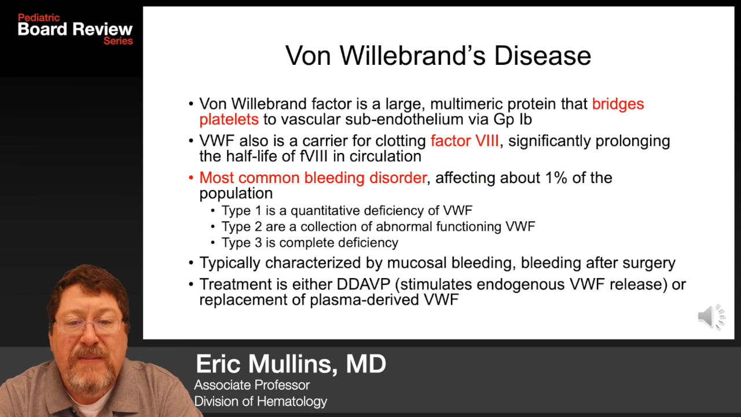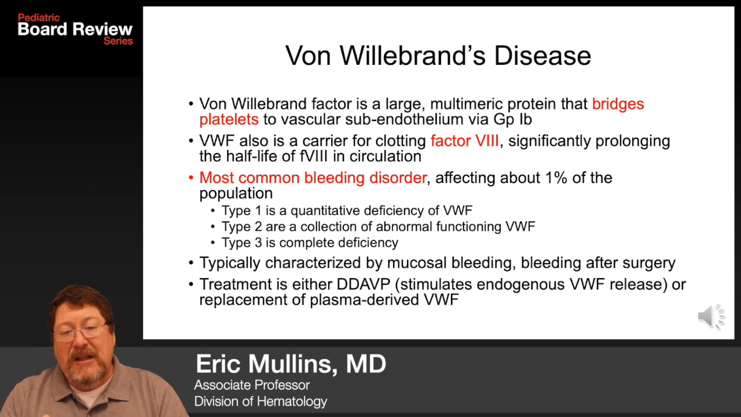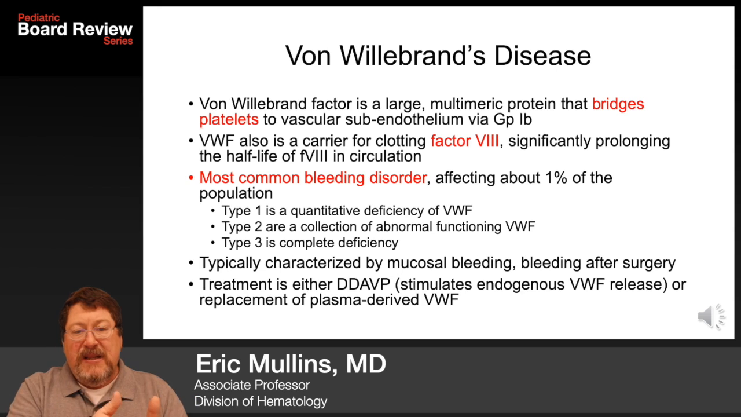Von Willebrand's disease is worth mentioning as the most common bleeding disorder, affecting about 1% of the population. Von Willebrand factor is a very large multimeric protein. Again, like I said before, it bridges the platelets from the subendothelial collagen to the platelet receptor GP1B. But in addition to its role in helping with platelet aggregation, von Willebrand factor is also a carrier for clotting factor VIII. So in the absence of von Willebrand factor, you can have a very low factor VIII, because factor VIII's half-life in circulation is very short in the absence of von Willebrand factor.